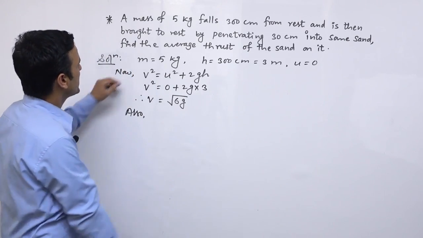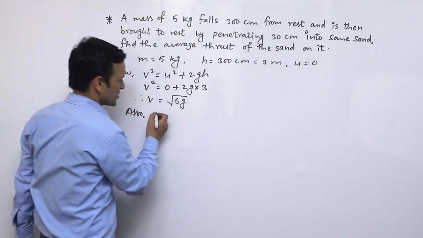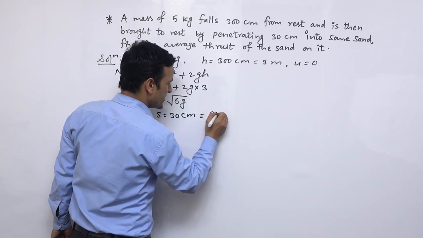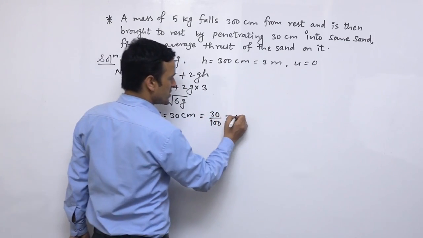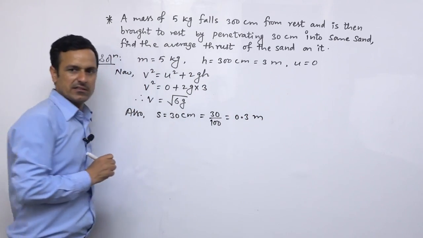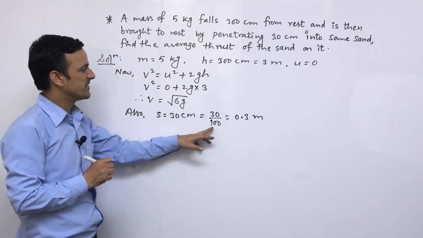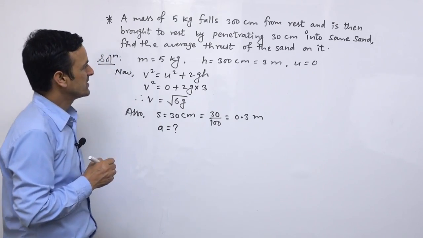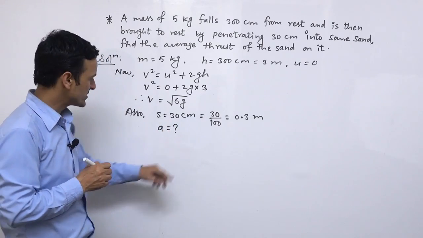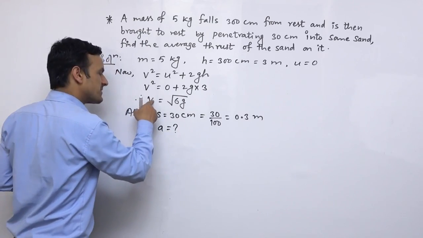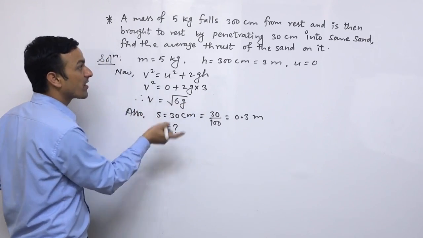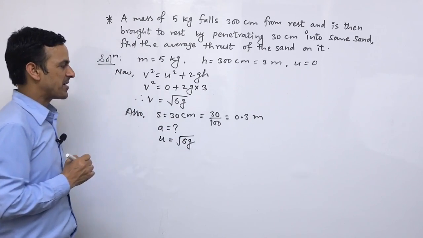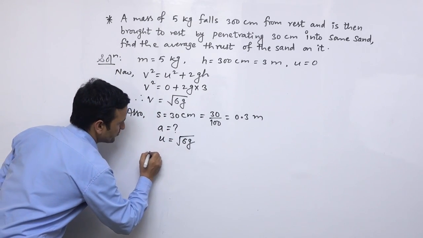Now we can put the value of this. 30 centimeter is also a distance. So s is equal to 30 centimeter, which is converted into meter by dividing by 100, so 0.3 meter. And we find the average thrust. Thrust means it is acceleration, a. We know that this final velocity will be the initial velocity for the next step. So we have u is equal to root under 6g.